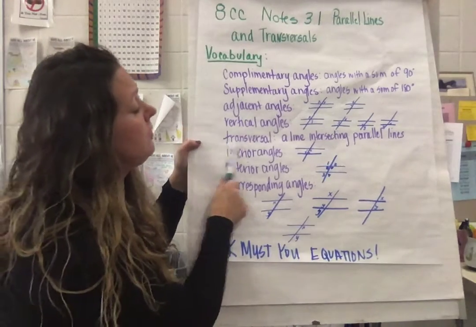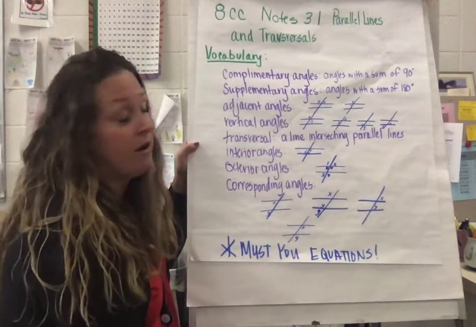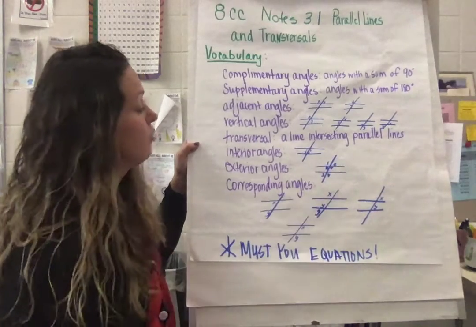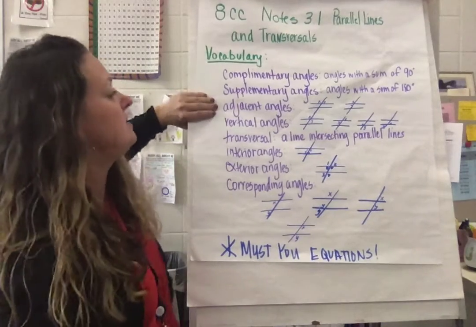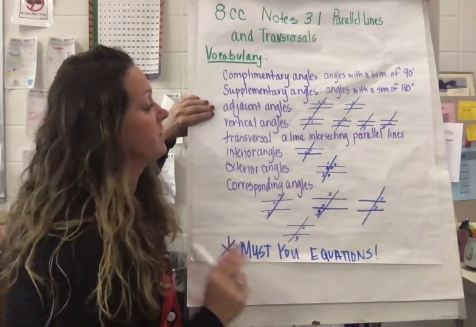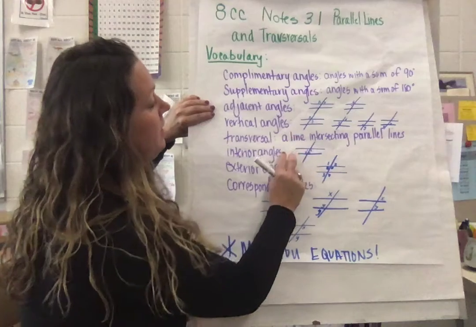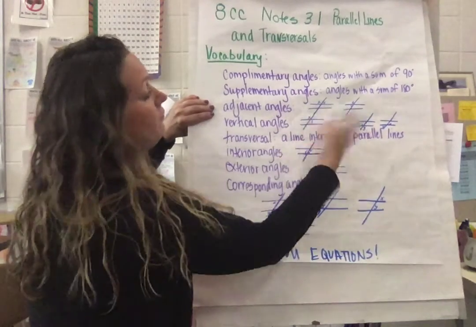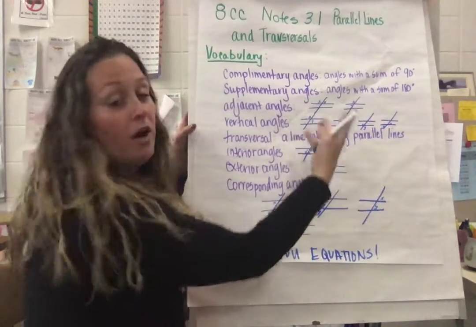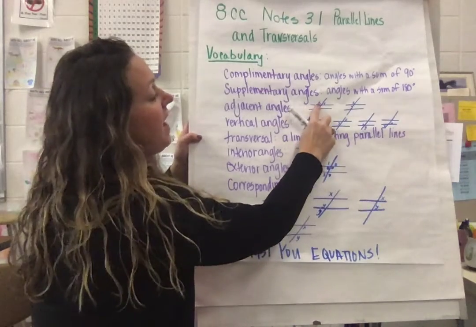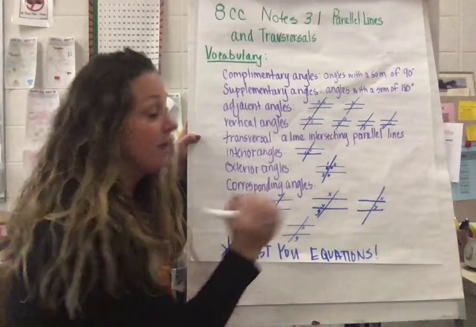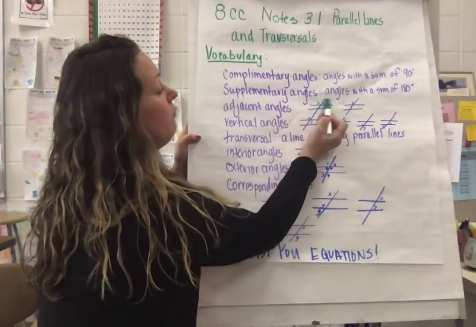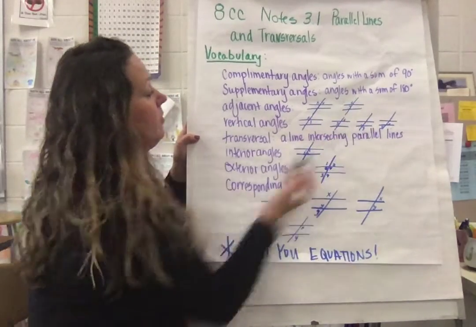A transversal, that is a line intersecting parallel lines, and all of my blue drawings are examples of the transversal. So, adjacent angles. Those are angles that are next to each other. I've listed 2 of the 4 possible examples that you could have. X and Y are next to each other. They share a vertex at the bottom right here, and therefore they are adjacent.